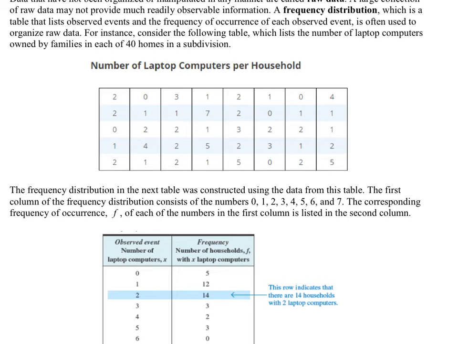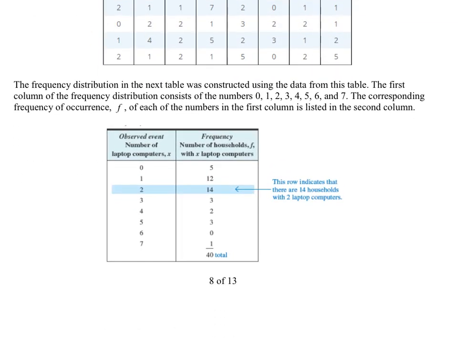The first column of the frequency distribution consists of the numbers 0, 1, 2, 3, 4, 5, 6, and 7. So that's how many laptops they have. And the corresponding frequency of the occurrence, they use the letter F for frequency, of each of the numbers in the first column, is listed in the second column. So for instance, you see highlighted in blue a 2 in the first column and a 14 in the second. So that means 14 people own 2 computers.